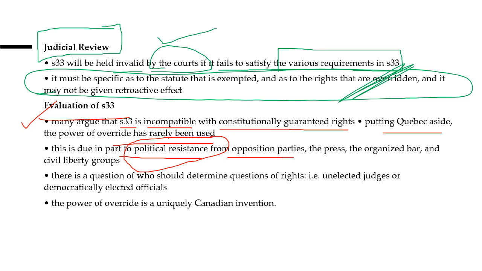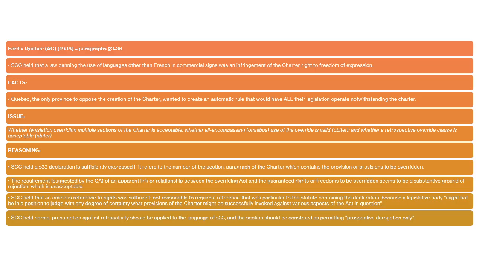So there is a question of who should determine questions of rights: unelected judges or democratically elected officials. The power to override is a uniquely Canadian invention. So you won't see this in any other jurisdiction, majorly.